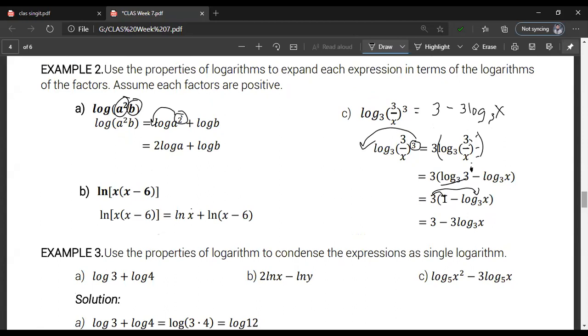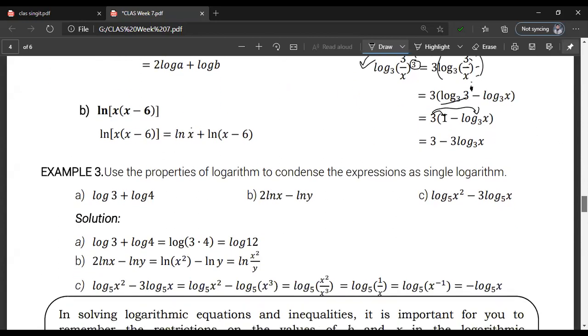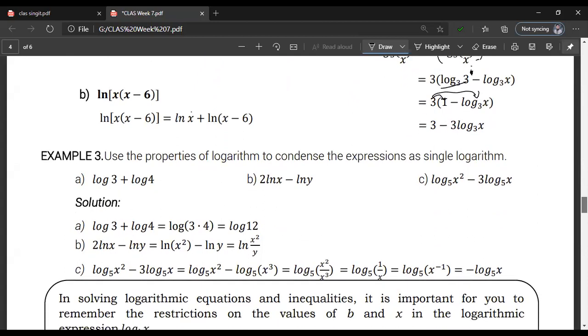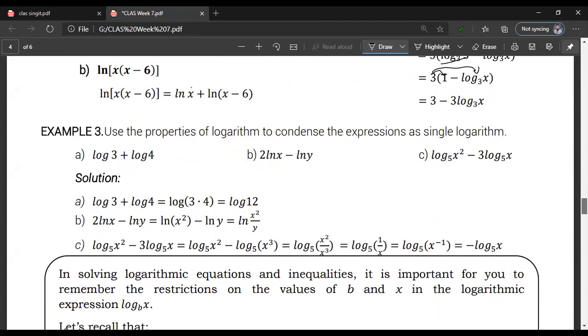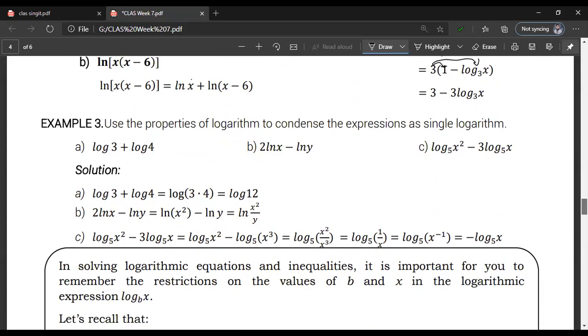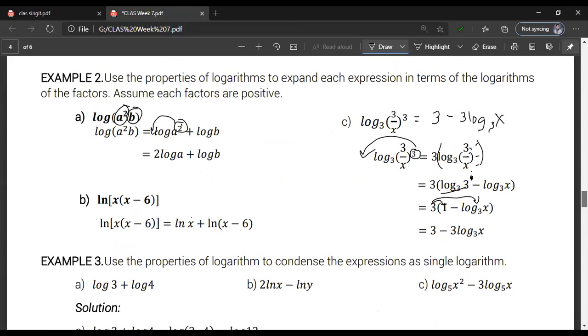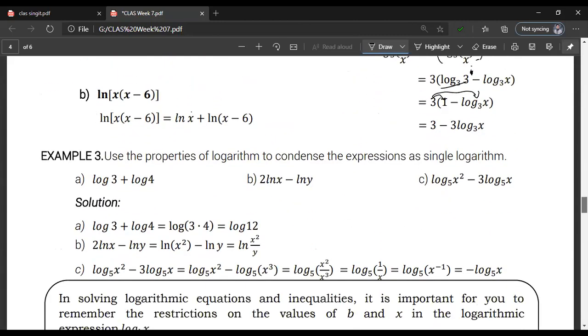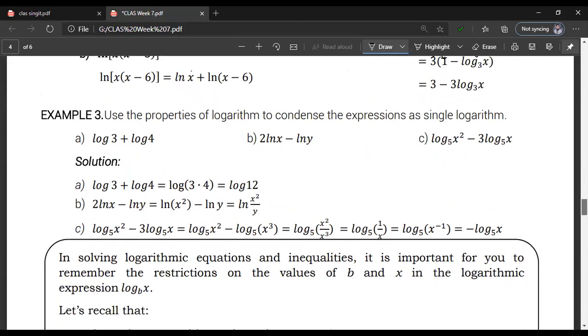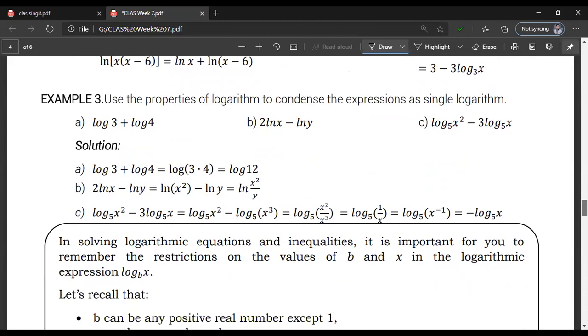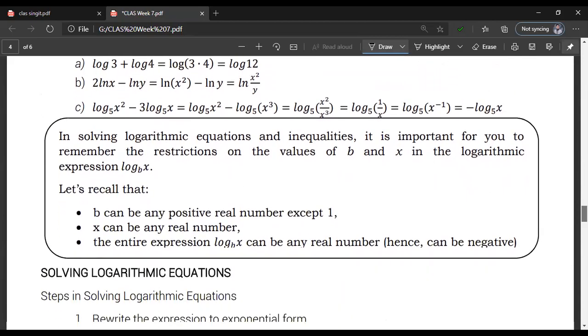So, pahirap na tayo ng pahirap, no? Anyway. So, example number 3, use the properties of logarithm to condense. Kanina pala ito i-expand natin siya. Dito i-condense natin. So, ayan class, nandiyan na rin naman yung solution and the answer and all. So, try to study na lang. And if you have question, ayan, tanong na lang. Okay?